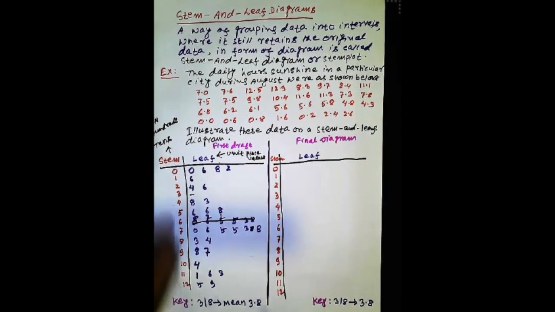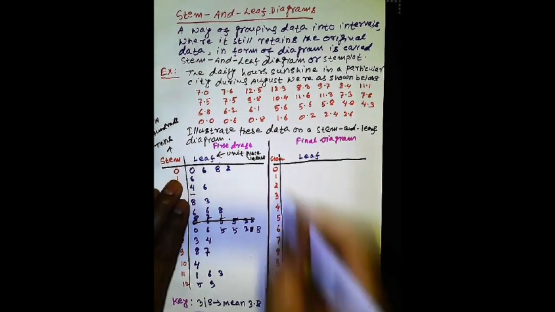And when you prepare the final diagram, you have to use the same key, like 3|8 means it is 3.8. That means 12|5 will be read as 12.5. So now we shall arrange this data into order.